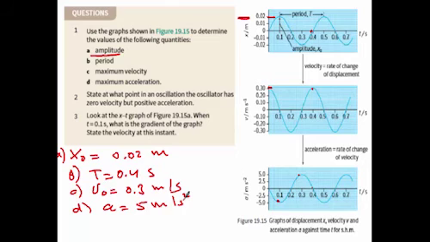Now here, number 2: state at what point in an oscillation the oscillator has zero velocity but positive acceleration. Zero velocity here, but with negative acceleration. But if we come here, zero velocity, but with positive acceleration. So it's here. What is the point here? This is the point at t equals 0.3 seconds.